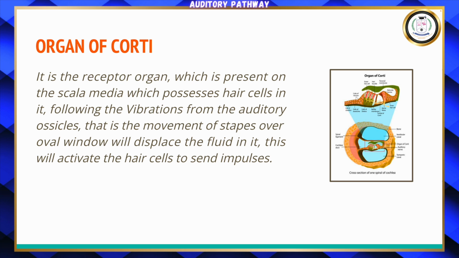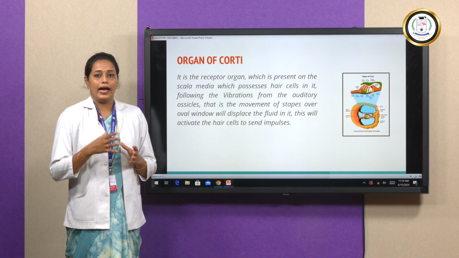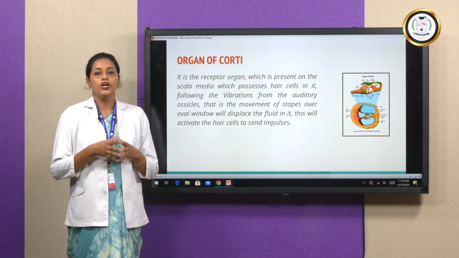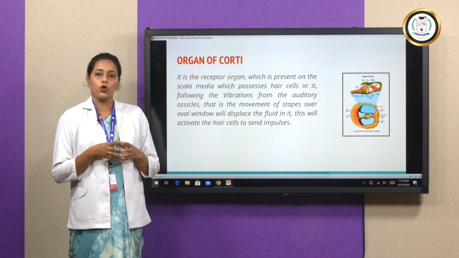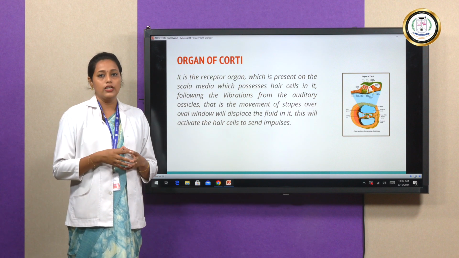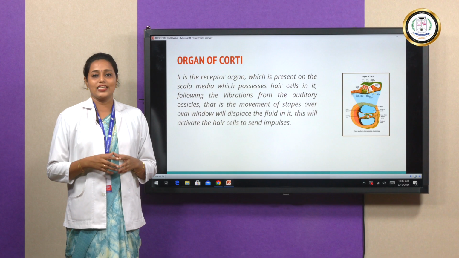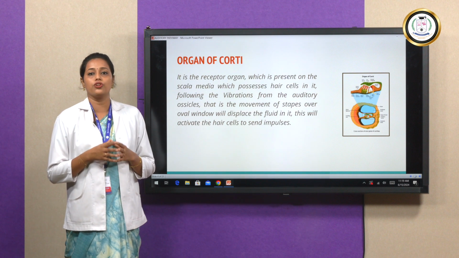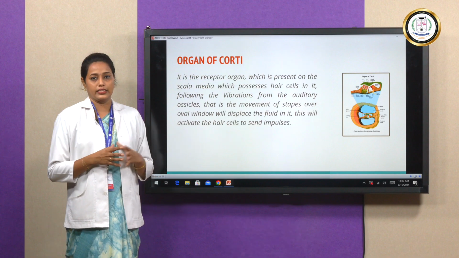When the sound comes from the external environment, this will in turn vibrate the tympanic membrane. This tympanic membrane will send the vibrations to the auditory ossicles. At the end, that is the stapes bone, we have the foot plate. This stapes bone's foot plate is attached to the oval window, which is part of the cochlea. So, the vibration of the stapes over the oval window will help in the displacement of the fluid inside it. This fluid will initiate the activation of the hair cells. As a result of activation, the impulses are sent to the higher centers.